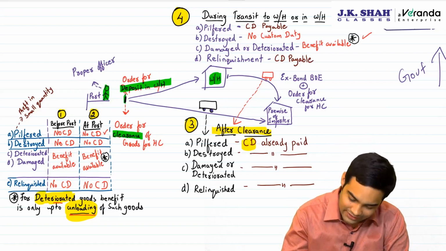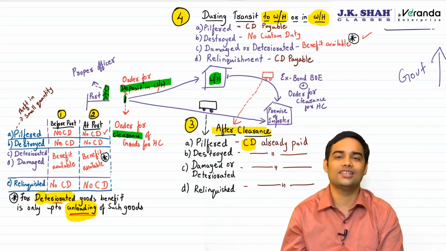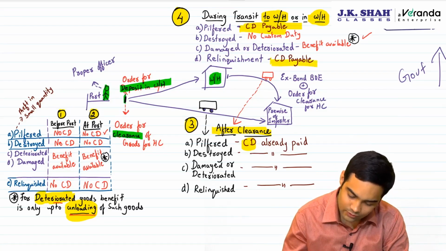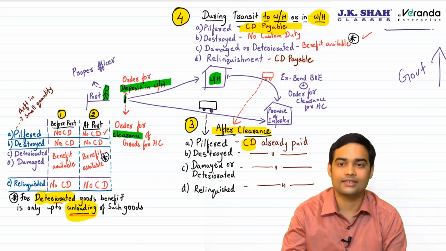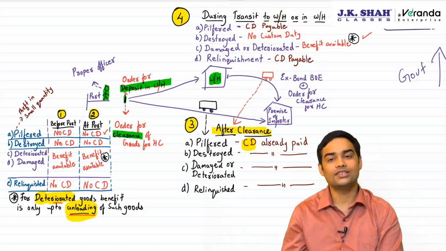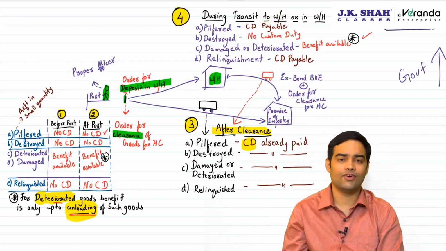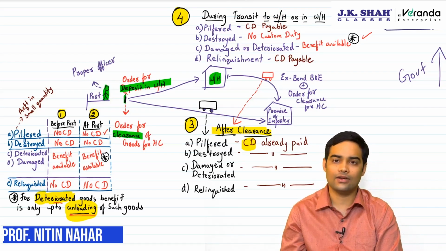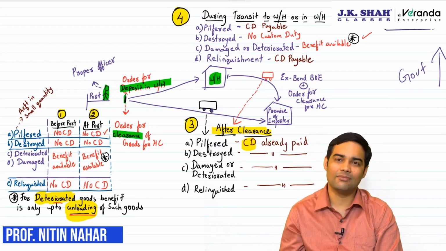What about during transit to warehouse or in the warehouse? Now, during transit to warehouse or in the warehouse, for pilfered, custom duty payable. For relinquished, custom duty is payable. In other cases, there is no need to pay custom duty. Clear with this? Yes, sir, very clear. And once you transfer it to the warehouse, you can thereafter claim the benefit for destroyed and damaged, not deteriorated, not pilfered, not relinquished. Yes, so go through this chart. This chart will help you one day before the exam.